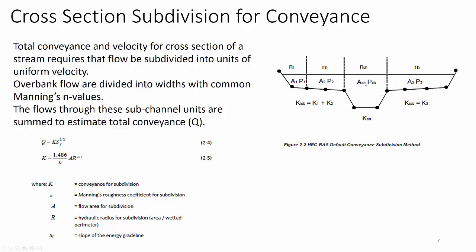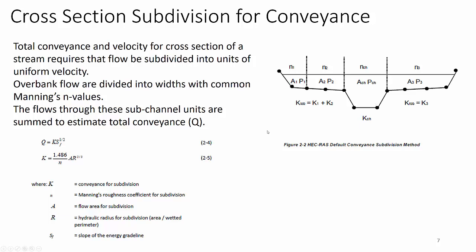So you might have gravel material in the main channel. You might have vegetation on the overbank channels immediately, and then on the upper overbank channels you might have trees, riparian zones. And so those would be divided into separate sections and then analyzed with an area weighting.